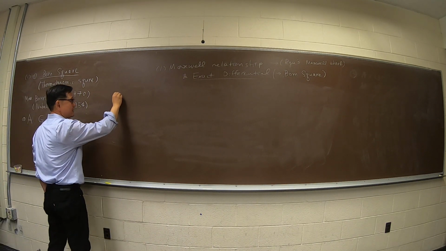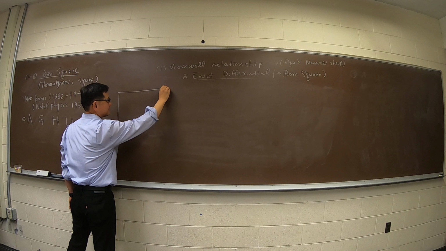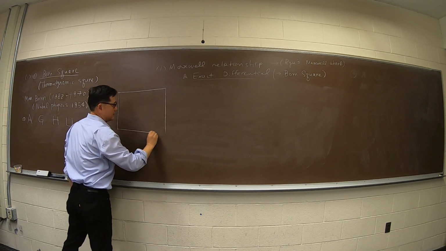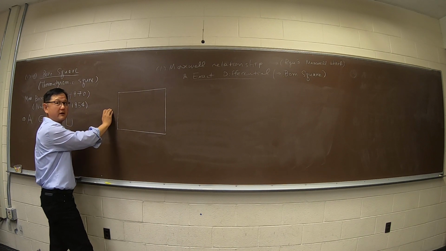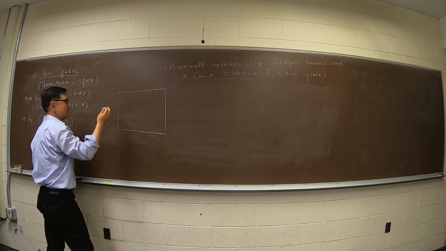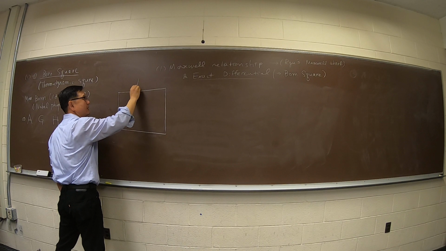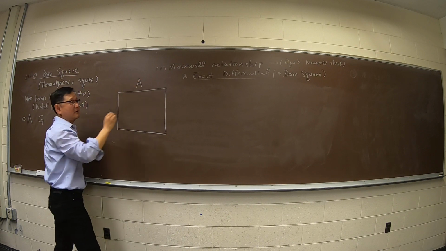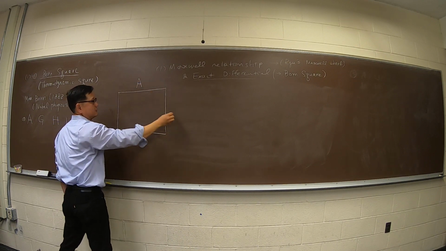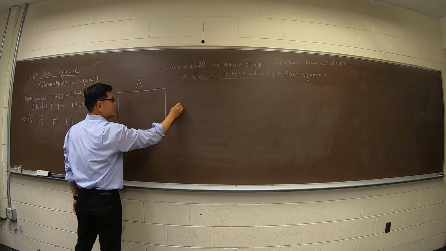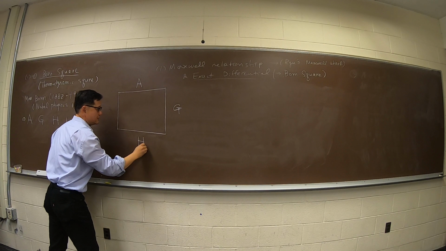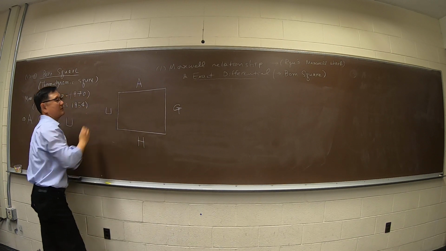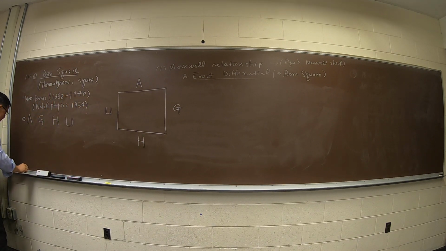The way that we write it is, you write a square, and you use the 4 sides to write an energy. You start alphabetically. A goes here, and you write it in a circular direction. So A, G, H, and U.